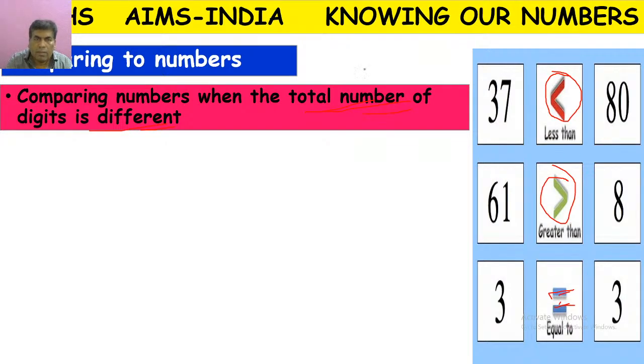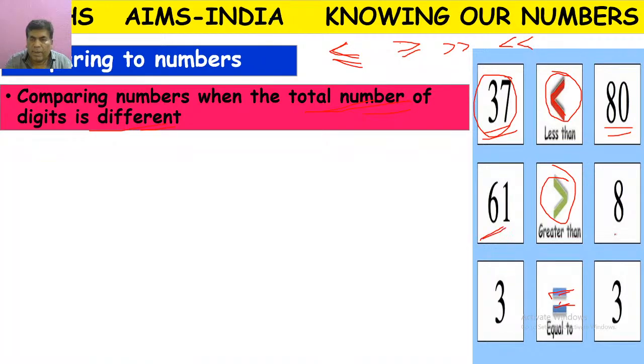Not only these symbols, we have less than or equal to, greater than or equal to, very greater than, or very less than. These are all the mathematical symbols for comparing the numbers. Here 37 is less than 80 because 37 is the smaller number. So that's why we make use of the less than symbol here.